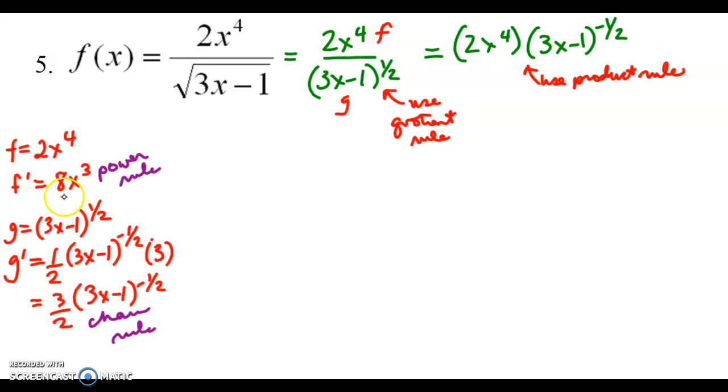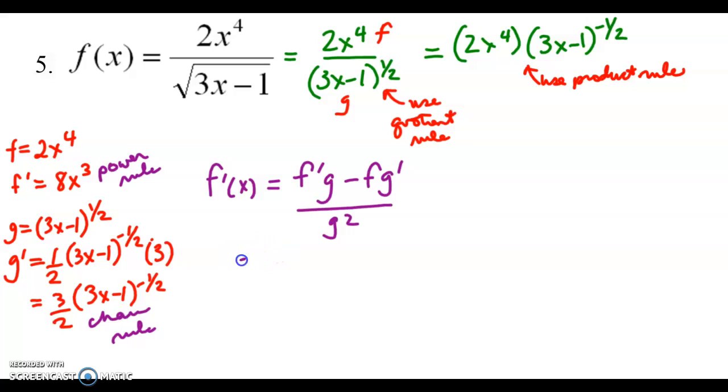Okay, so we found the derivative of f using the power rule, or the elementary rule of differentiation. We found the derivative of g using the chain rule. Now we're going to find the derivative of f of x, and we're going to use the quotient rule in this case. The derivative of f times g, subtract f times the derivative of g, all over g squared. Okay, pause it please and substitute in.